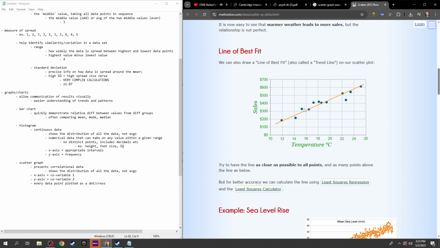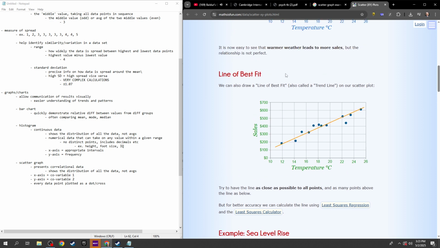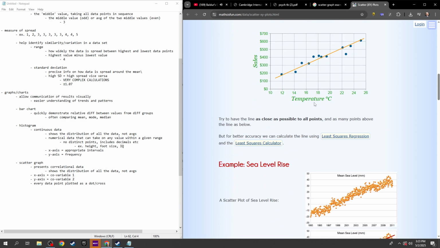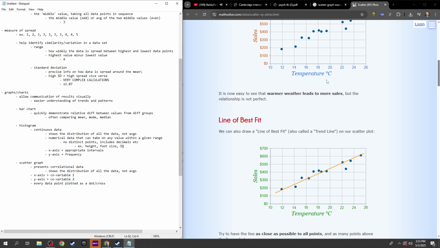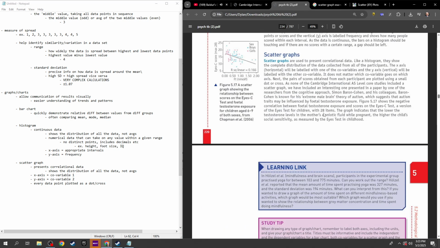And then we can draw a line of best fit, which people do. Line of best fit just means a line that would be closest to all the points, right? So, anywho, understand that.